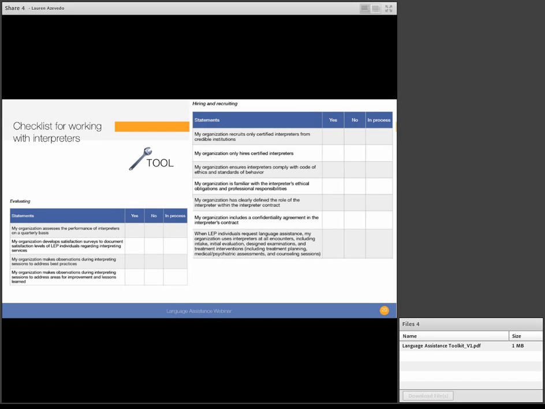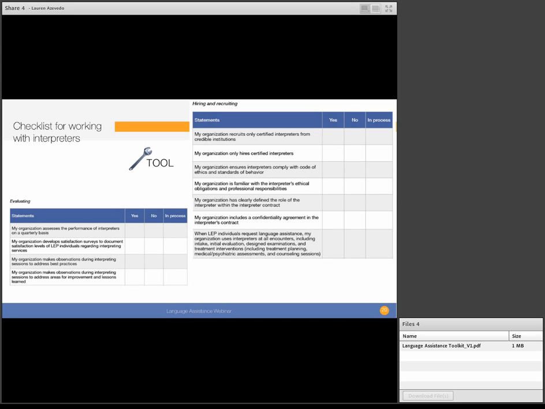So some of the criteria there would be, my organization participates in a task force to address the needs of LEP individuals. Maybe there isn't a task force in your area, or maybe you need a task force or a committee within your organization. Who is in that task force or in that committee? Is your internal committee made up of diverse staff representing multiple languages? Does your organization recruit and hire bilingual staff as needed?